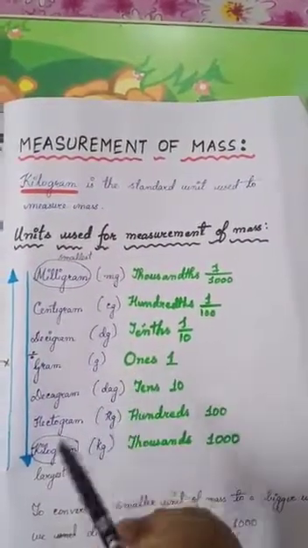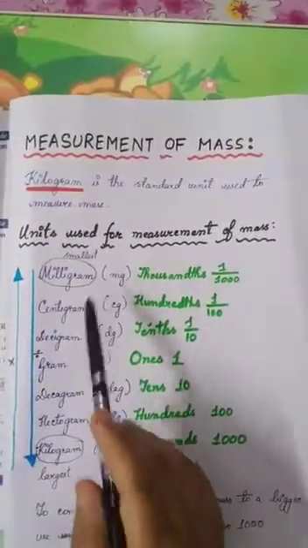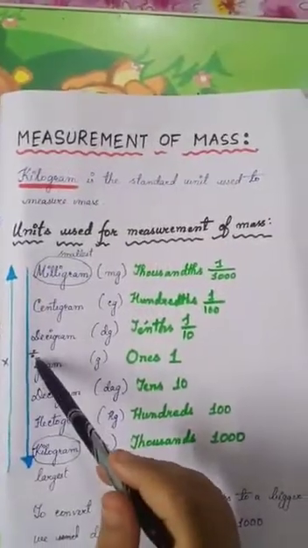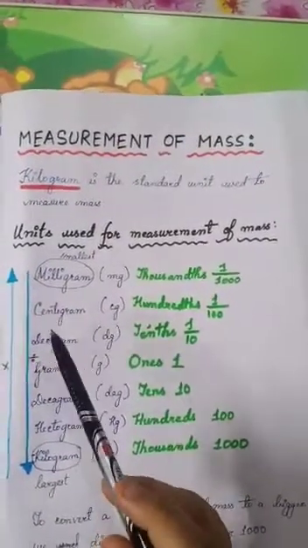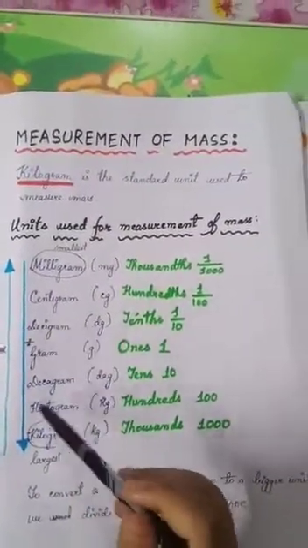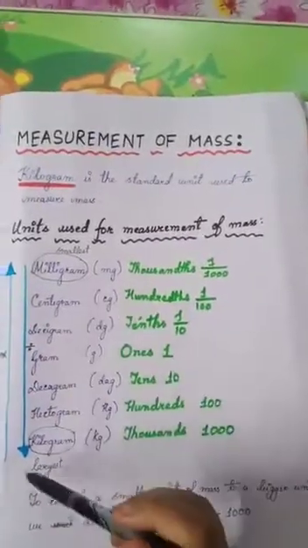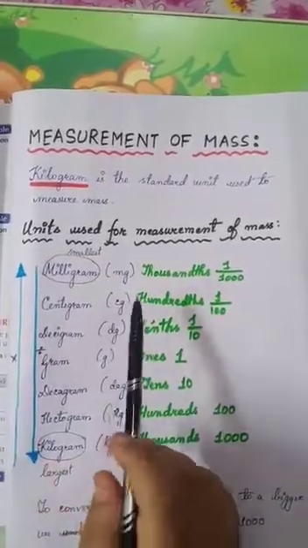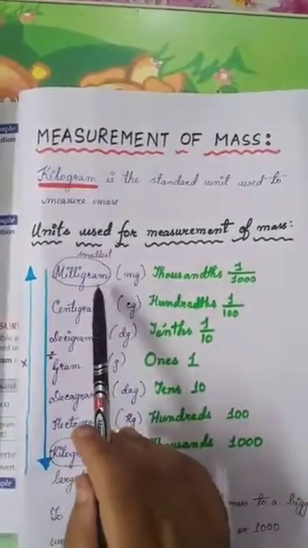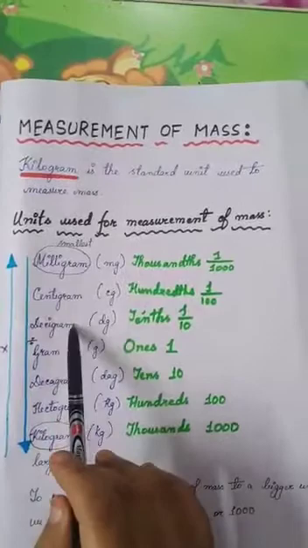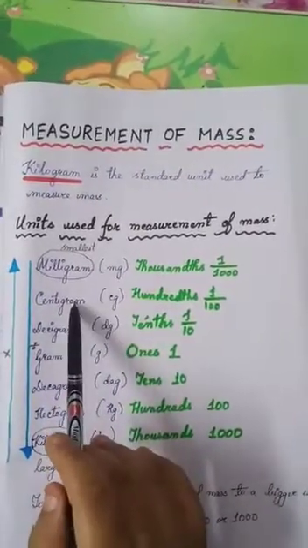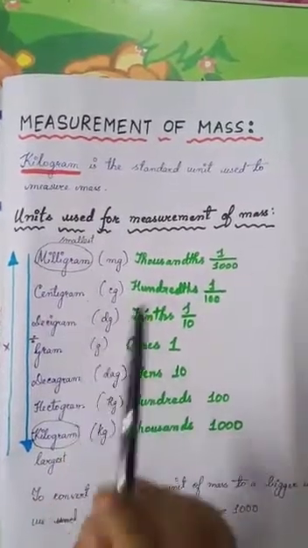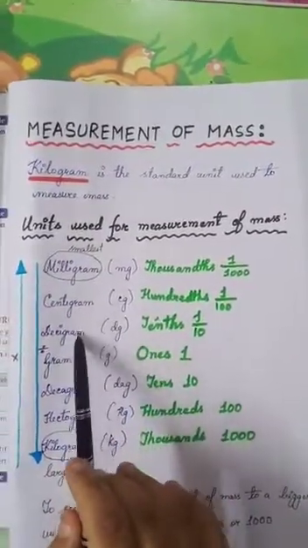Children, whenever you convert from smaller to larger, that means from top to bottom, what will you do? Divide. And whenever you convert from larger to smaller, that is from bottom to top, what will you do? Multiply. First you find the difference between the units like milligram and decigram. What is the difference between milligram and centigram? 10, and centigram and decigram, 10. So 10 into 10 is what? It's 100.